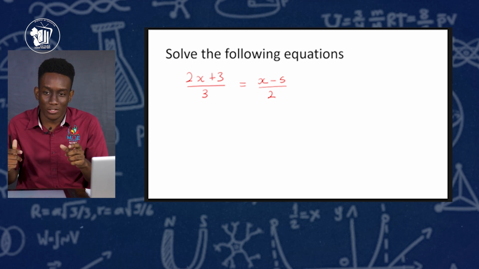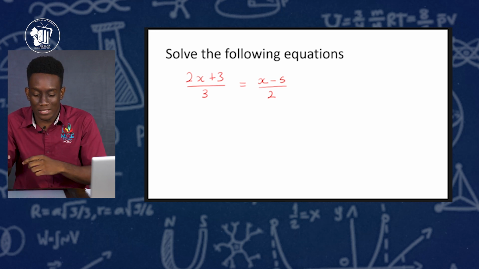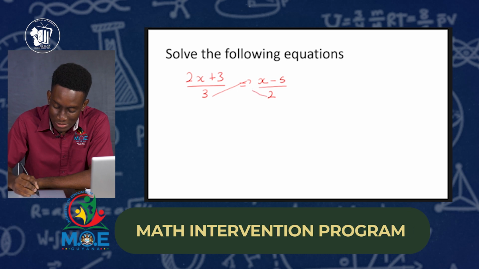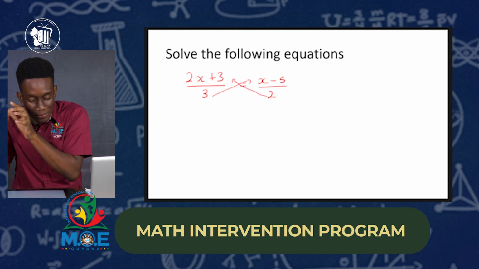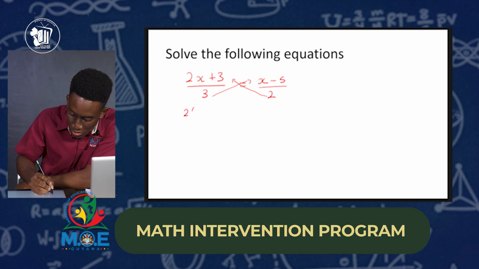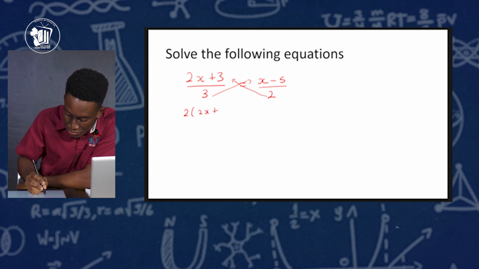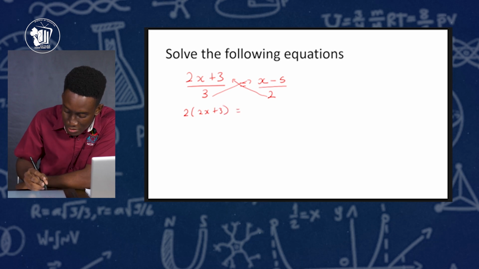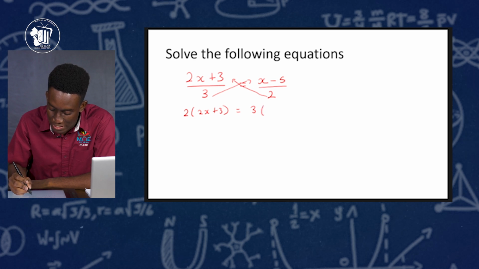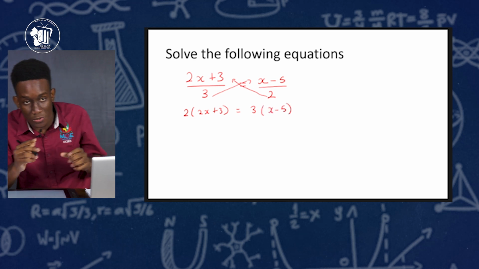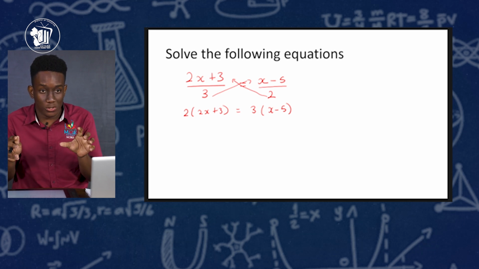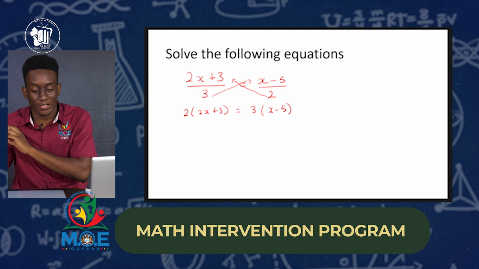So how do we get rid of the denominator? By simply cross multiplying the denominators. So we multiply this 3 by everything on that side, and we multiply this 2 by everything on that side. So let's multiply the 2 by 2x plus 3. So this will be 2 multiplied by 2x plus 3, and that should be equal to 3 multiplied by x minus 5. So we must put the 2 outside the bracket, and it must multiply everything, because the 2 is multiplying everything and the 3 is multiplying everything.